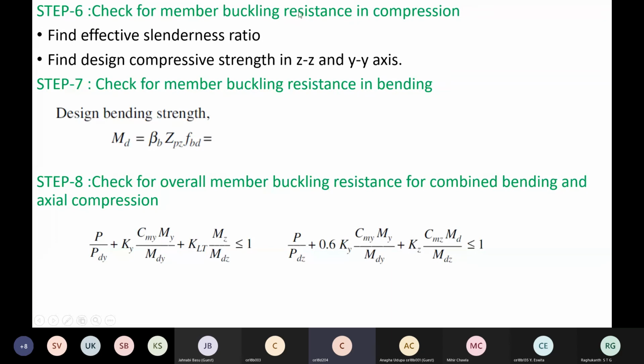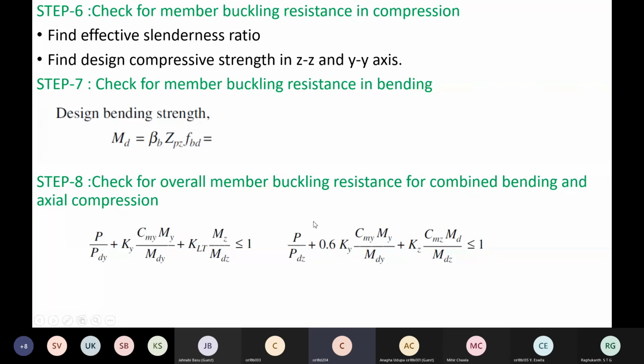So once you complete this check, you have to go and check for the buckling resistance in bending. You have already seen how we calculate this bending strength in the previous tutorial while we were calculating for the laterally supported beam. So from the similar procedure you can follow to calculate this. So once you complete this, we have to again check the overall member whether it is resisting the combined bending and axial compression or not.